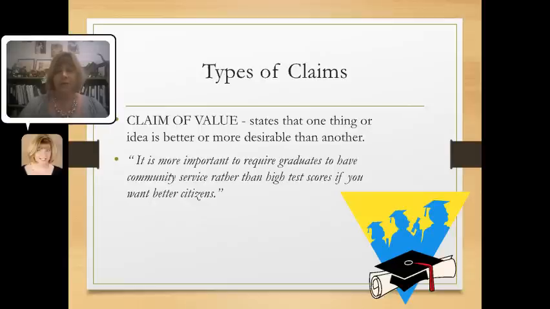There are also claims of value, and this is where you're stating that one thing or one idea is more desirable than another. And claims of value are a little harder to prove because you have to show that the value that you're holding is what the other person should also hold. So, for example, it is more important to require graduates to have community service rather than high test scores if you want better citizens. So you're making a claim of value. This is more of an opinion kind of idea, and you're going to have to back this up with a different type of evidence in order to prove it.